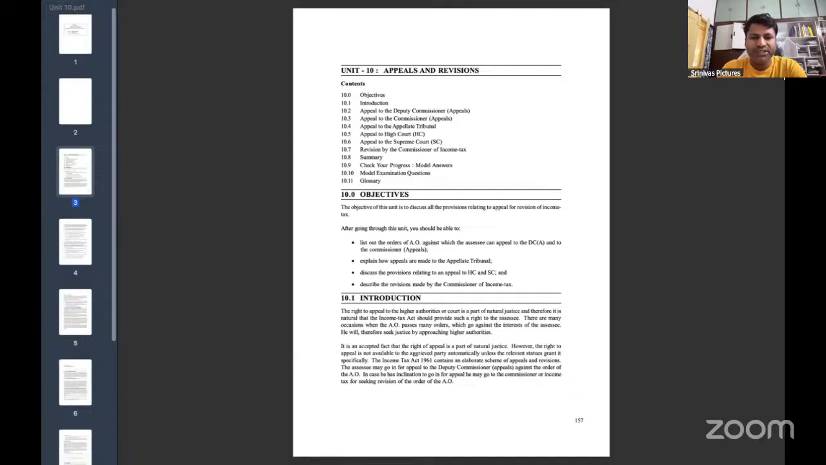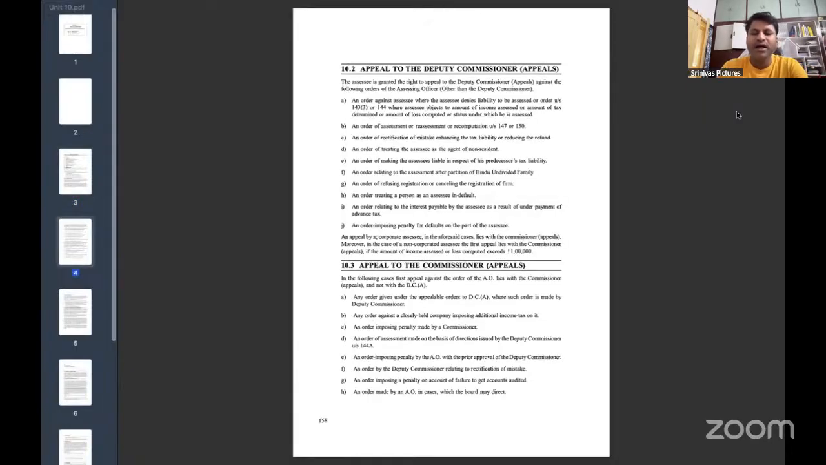Before discussing the topics, what is the objective of this chapter? First, list out the orders of the assessment officer against the assessee that can be appealed to the deputy commissioner and commissioner of appeals. Explain how appeals are made to the appellate tribunal. Next, discuss the provisions relating to appeals to the High Court and Supreme Court. And describe the revision by the Commissioner of Income Tax. This we are going to discuss.